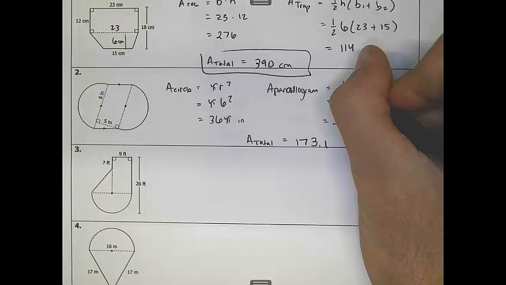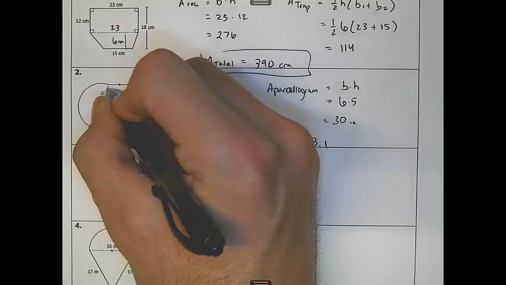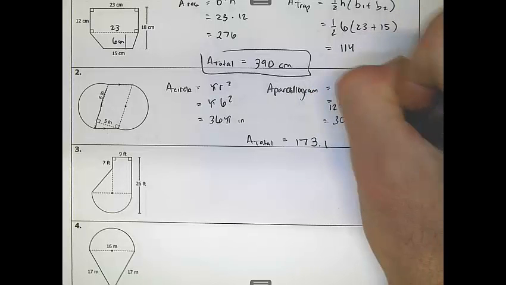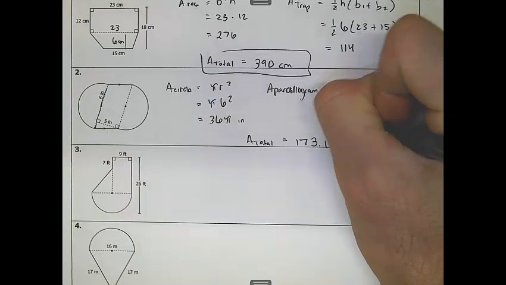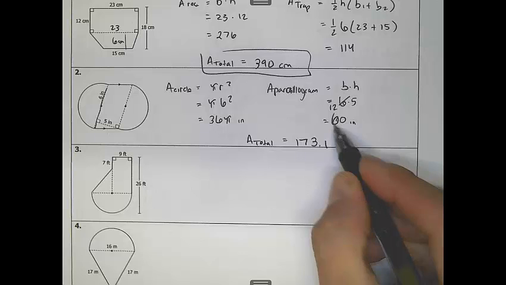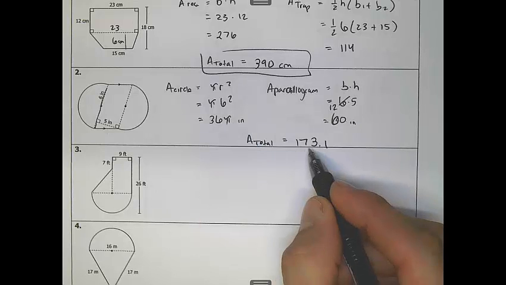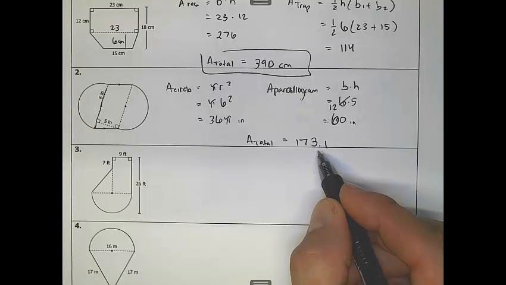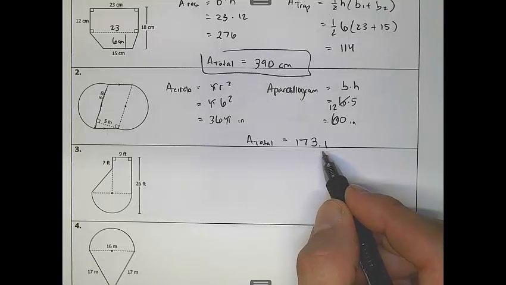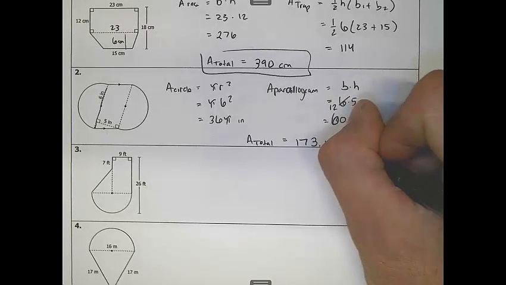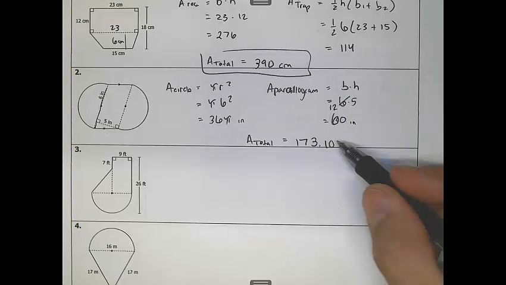For the base of the parallelogram, it's this whole distance here. So I needed to use 12 here instead of 6. So 12 times 5, which is 60. So I had half the answer I should have for the area of the parallelogram. But if you add 60 plus 36 pi, you do get the right answer rounded to the nearest hundredth, which is 173.10. You don't need to include this 0 here. I'm just showing that as the hundredths place.